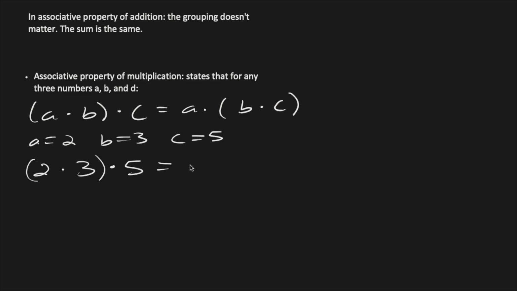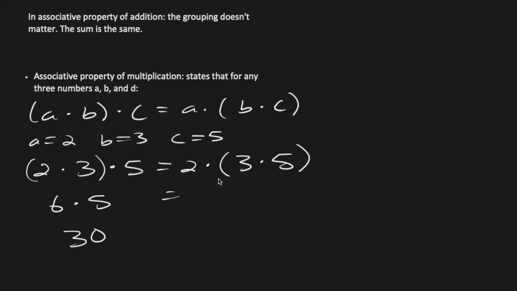Then we have A over here, which A equals 2 times, open parentheses, 3 times C equals 5, close parentheses. So now let's actually multiply these numbers in order and see if both sides of the equal sign are the same. 2 times 3 equals 6. Bring down the 5. 6 times 5 equals 30.